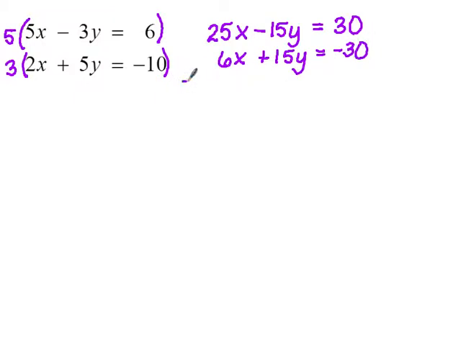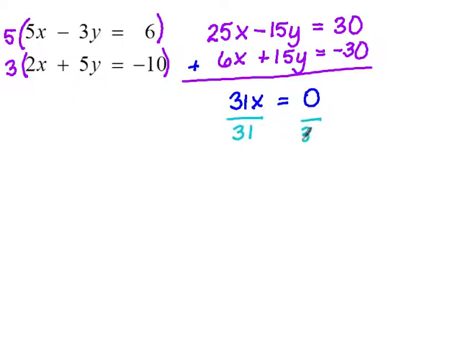Okay. So now let's go ahead and look at adding both equations together. What is 25x and 6x? What is negative 15y and positive 15y? What is 30 and negative 30? 0. Now it's always nice when we get a 0 because to solve that, what are you going to do? Divide by 31. Okay, so what is 0 divided by 31? It is 0, because remember 0 divided by anything is 0.